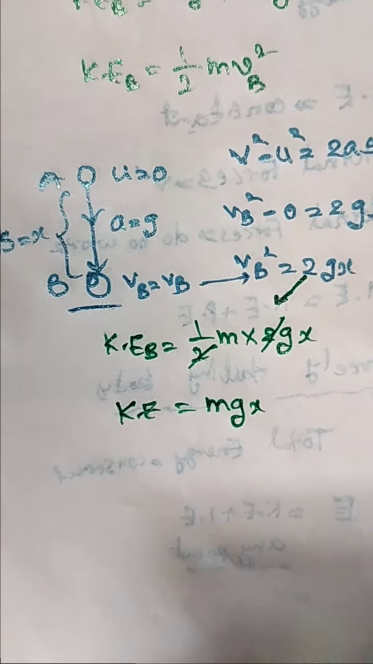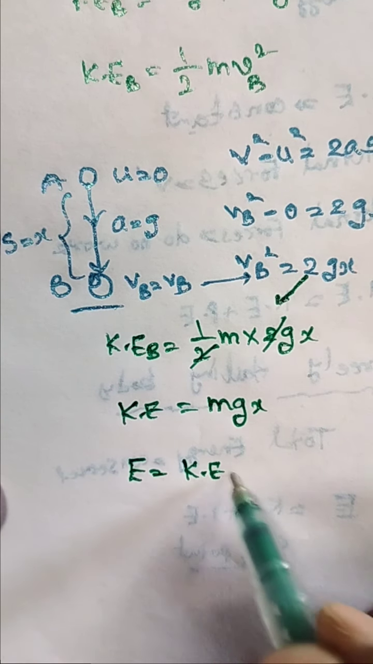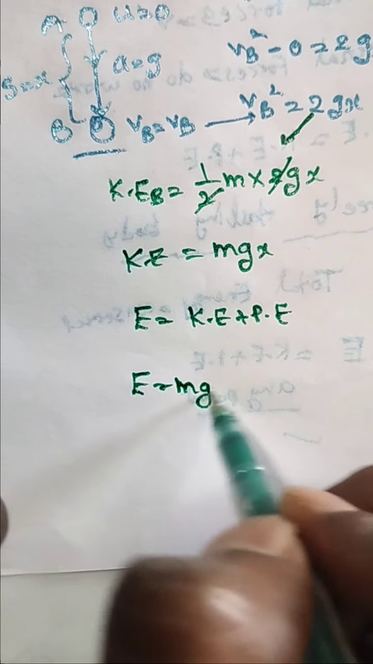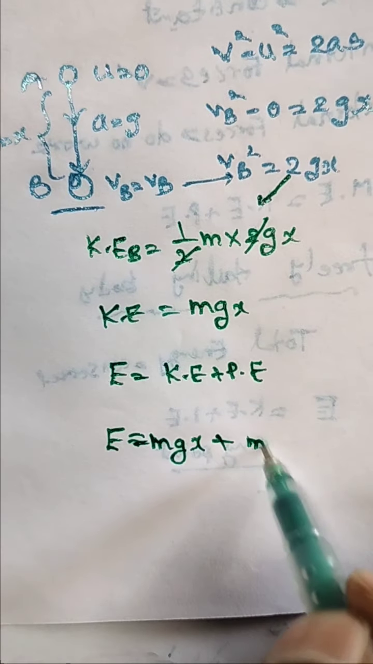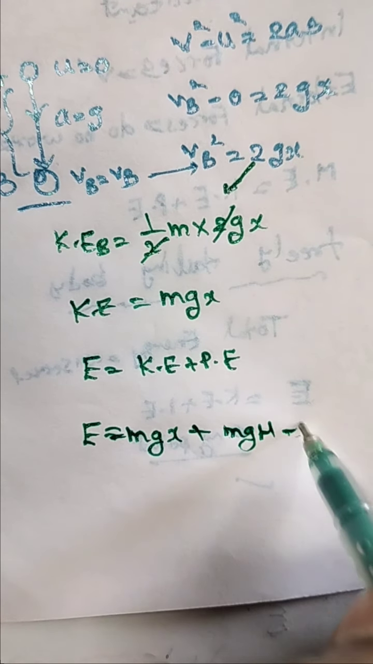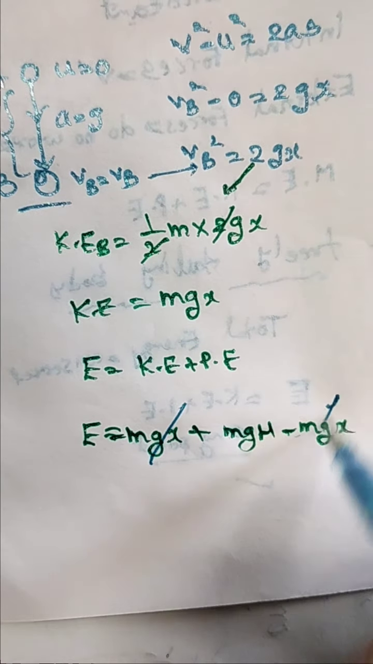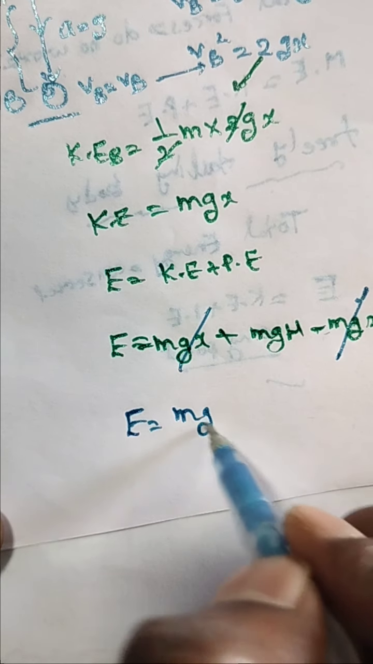So here at the point B, I want the total energy. The total energy is equal to kinetic energy plus potential energy. So total energy is equal to, what is the kinetic energy formula? mgx. And potential energy, here we know that very well. So this is the potential energy, mgH minus mgx. Here mg capital H minus mgx, just substitutions. So plus mgx minus mgx will be cancelled. So E is equal to mgH.